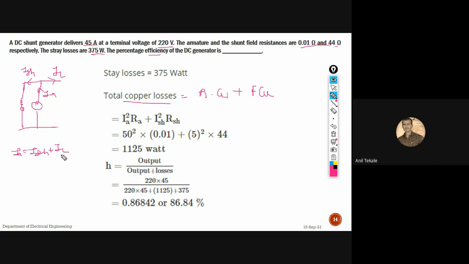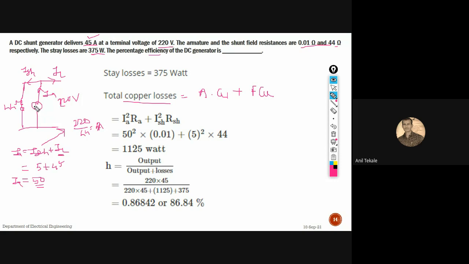But now we have the value of IL. It is given here, right? But do we have any value for IA or ISH? We can find out ISH. How much voltage is given? 220 volt. How much RSH is given? That is 44, right? So can we calculate ISH? 220 divided by 44, how much? 5 ampere, right? Yes, sir. So IA is equal to ISH, 5, plus IL, 45. How much is IA? 50, right?